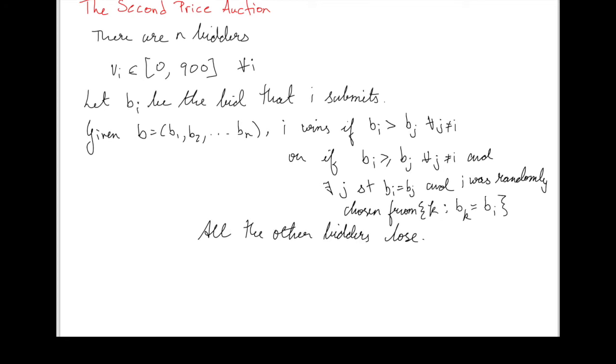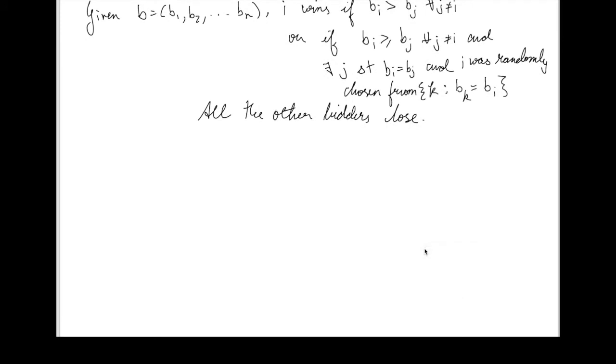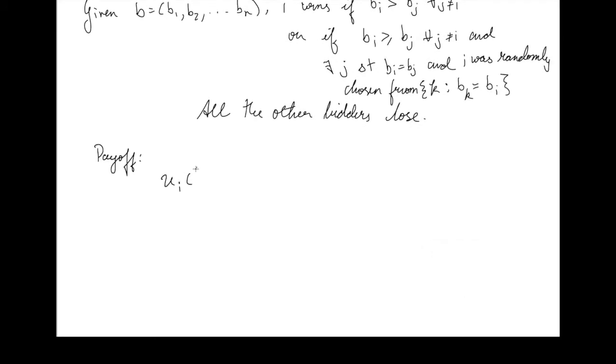So what is a bidder's payoff given a profile of bids? Player i's payoff at the profile of bids b is, if i wins, his valuation minus what he pays for it, which is the highest losing bid. We'll represent that by b sub parentheses 2. Sometimes we call that the second order statistic, so it's the second highest of all the bids. So that's the payoff if i wins. And if i doesn't win the auction, then their payoff is simply 0.